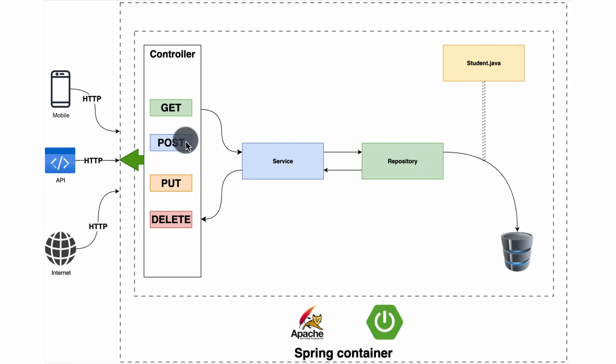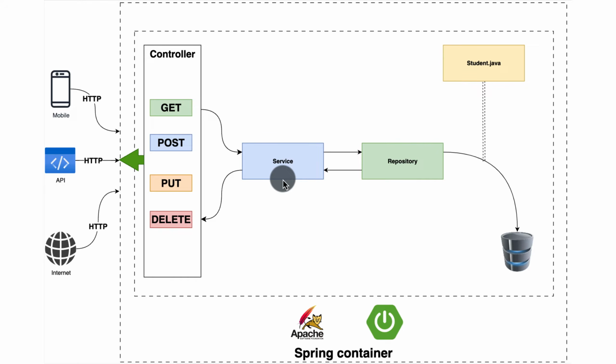Then we will implement a post that will allow us to save a student to the database, and then a put endpoint that will update the student information. And finally, a delete operation that will help us delete a specific student from the database using its own ID.